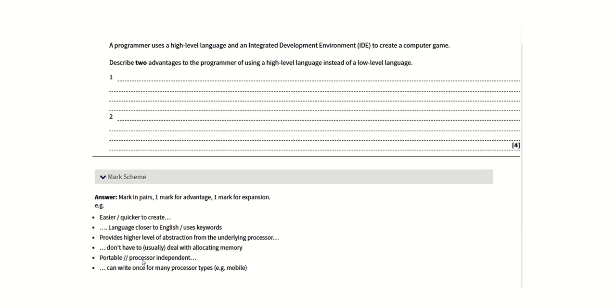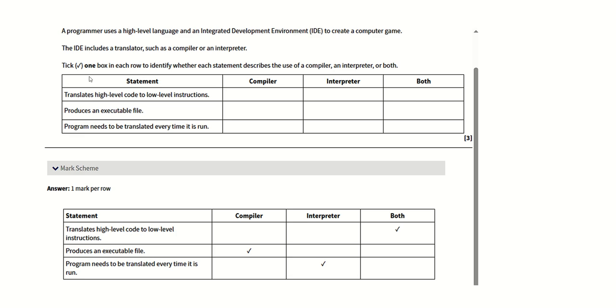Yeah, you can write higher-level language and then you can compile it to different processors. Whereas if you're writing in assembly language, you're writing for that processor, just that one processor. Provides higher level of abstraction from the underlying processor. You don't have to deal with allocating memory. I expect that hardly any students wrote that on their exam paper, but there it is on the mark scheme, just in case anyone did. I think go for these first ones.